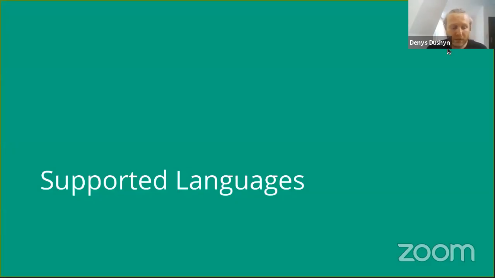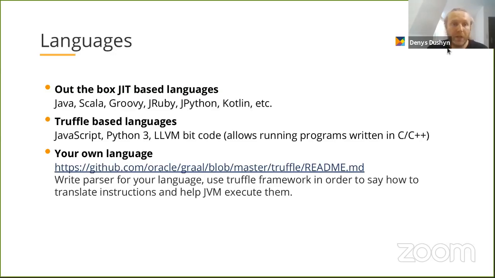So on the next slide, I would like to talk about how to run programs on GraalVM. First of all, what languages is it possible to use? Out of the box, it's possible to use all programs written in languages that are translated to bytecode. It's Java, Scala, Groovy, JRuby, JPython, Kotlin, and others, because the Graal virtual machine is based on OpenJDK. Build procedures, build pipelines, and run procedures are the same.